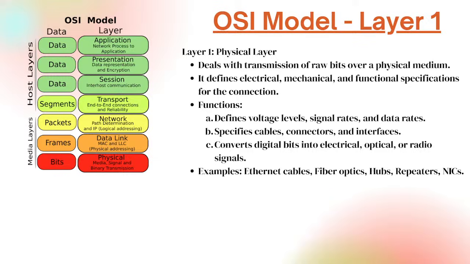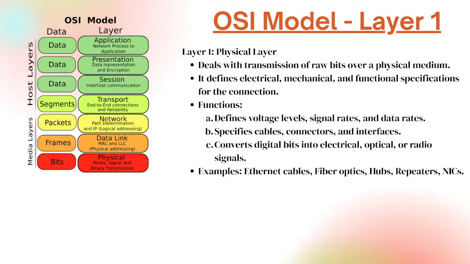So what are the functions? The first function is transmission of bits: send data as electrical signals, light pulses or radio waves. Or else define voltage level, signal rate or data rate, that is a function of the physical layer. Then we can talk about hardware components. It includes cables, switches, hubs and network interface cards. So this is also a function.